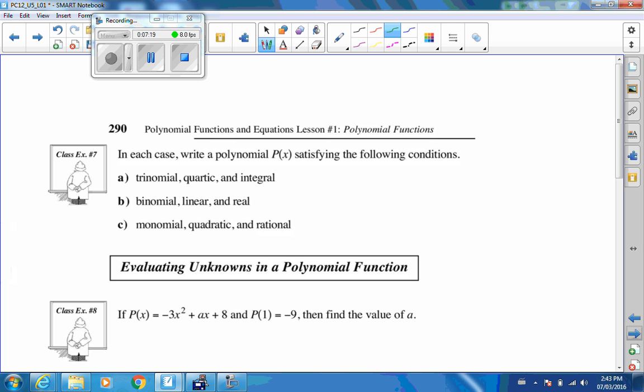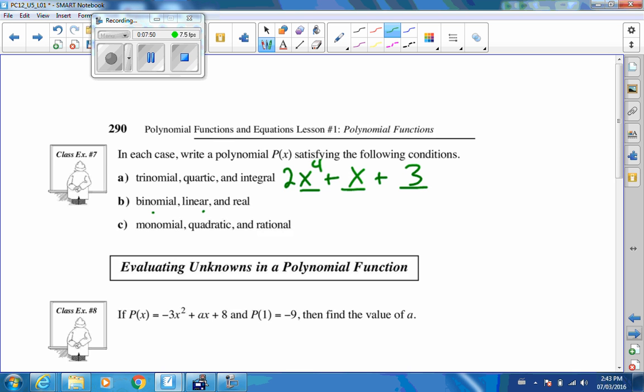Okay, so trinomial, quartic, and integral. Three terms: 1, 2, 3, plus, plus. Quartic means it has to be 4th degree. So this has to be like 2x to the 4th. Doesn't matter what this 2 is. Doesn't matter what other terms they are. As long as I have an x and I could even have a 3. Or I could have had an x squared and an x. Doesn't really matter as long as there's three terms.